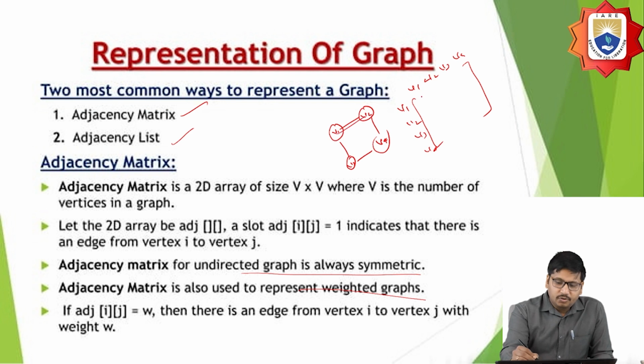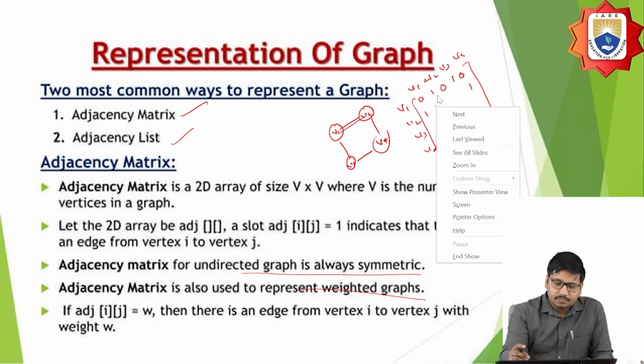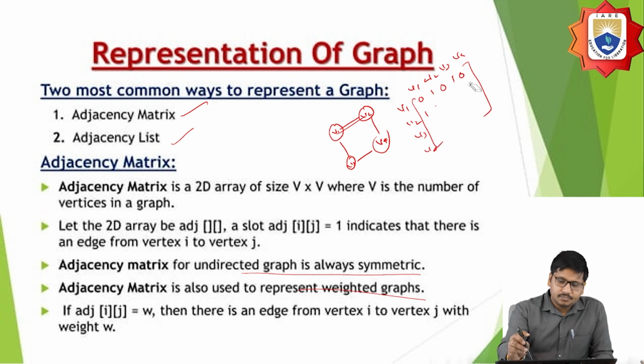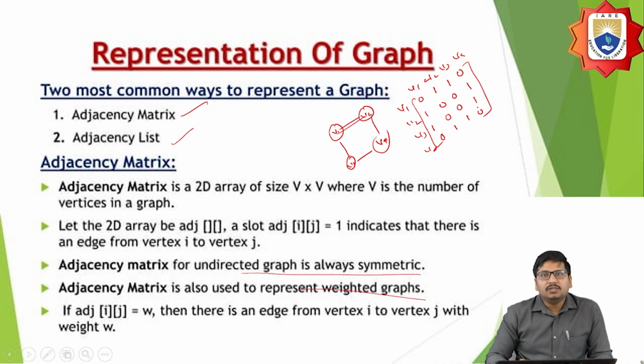So there is an edge from v1 to v2 and v1 to v3. If I take v2, it goes to v1 and v2 to v4. So v1 to v2, v3; v2 to v1, v4; v3 to v1, v4; v4 to v2, v3. Like this, we are going to represent the adjacency matrix of the given graph.